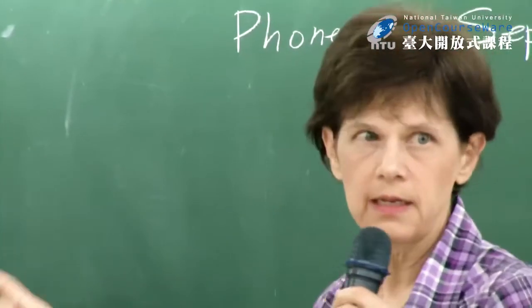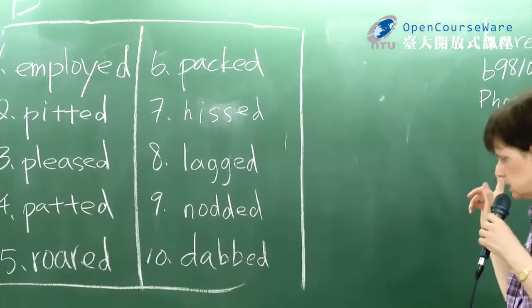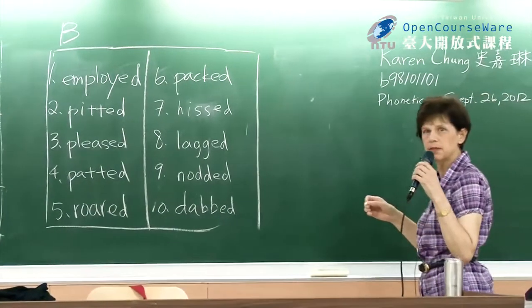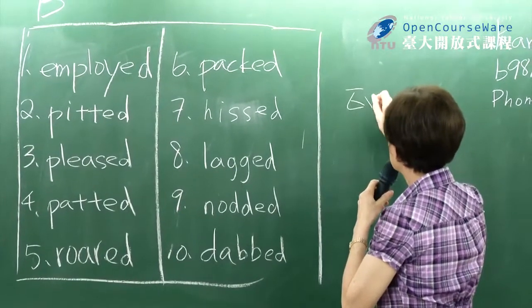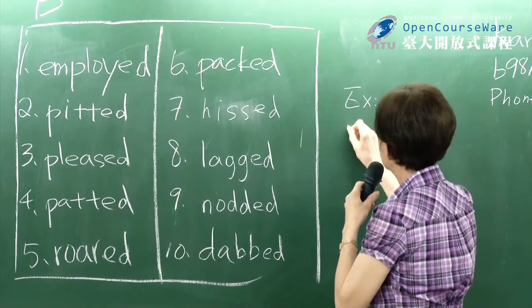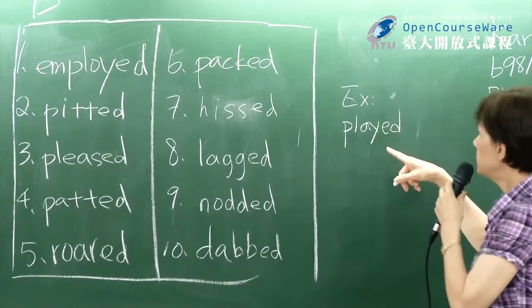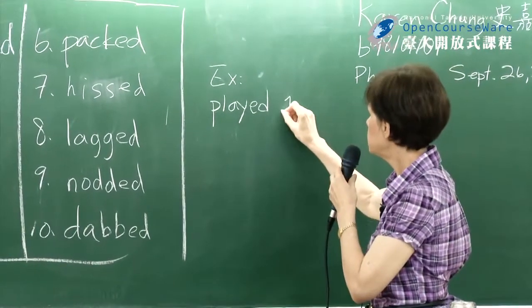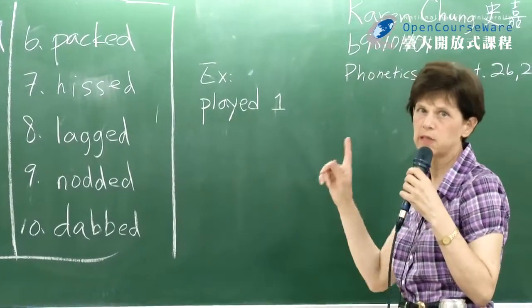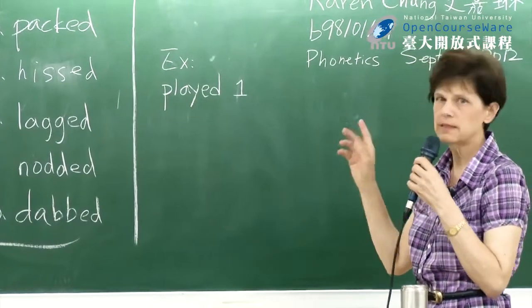Okay, part two now. I hope that you've copied these already. If you haven't, hurry up and copy them. All you need to do is put a number after each word indicating how many syllables it has. And the example that I'll give you is: how many syllables? One. So all you have to do is write a number after it. Played is one syllable. For all of these words, just write a number after it very clearly, how many syllables the word has.